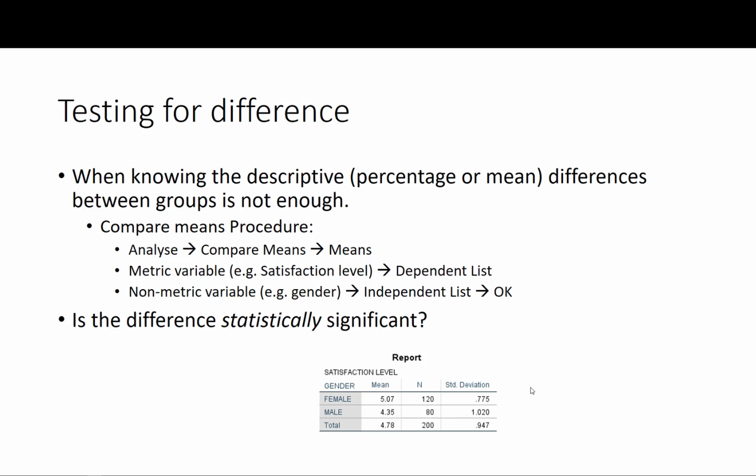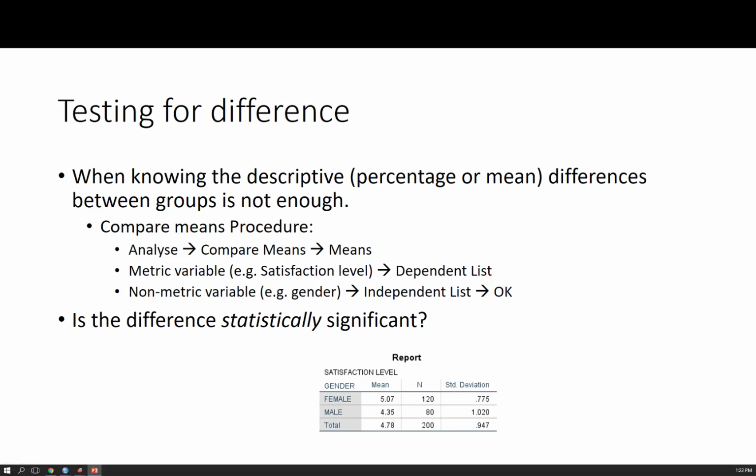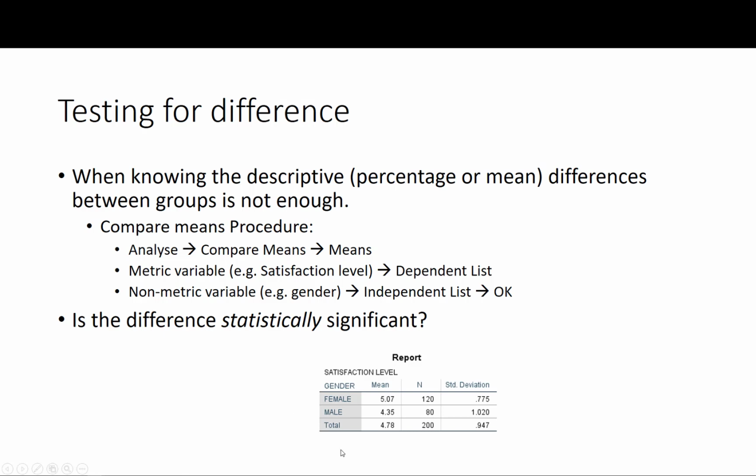So, the reason we need to test for difference. When we run descriptive statistics, we can find out that there are differences between groups, the percentages and the means that exist within a group. Besides the descriptives, we can do a compare means procedure, which will give us an output that looks like this down the bottom.